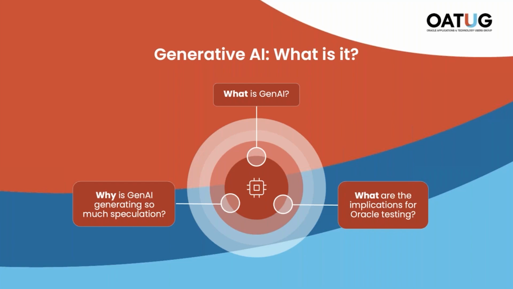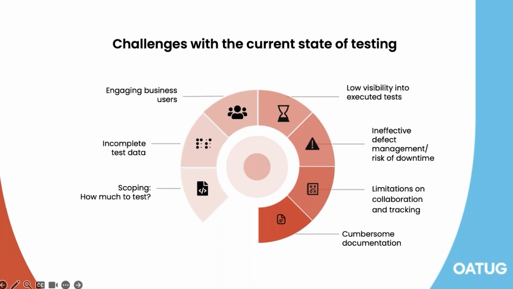So we're going to talk about these, and I think let's look at the most common challenges first. What we hear most of the time is around scoping, and there are questions like how much to test or what all areas are to cover when you go about testing.